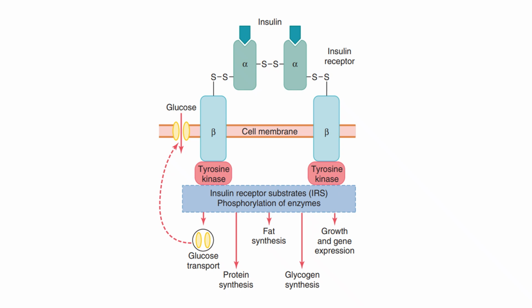To summarize these events, we can say that insulin binding to its receptor triggers tyrosine kinase activation via autophosphorylation of the receptor. This activates IRS proteins, that are insulin receptor substrate proteins, which function as a signaling hub, leading to multiple metabolic outcomes like glucose uptake, fat synthesis, protein synthesis, and gene regulation.